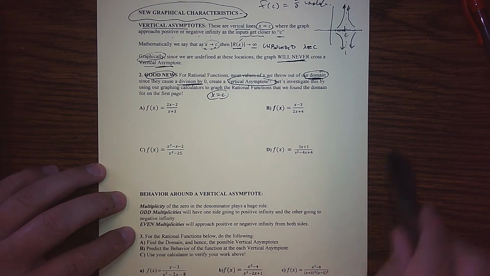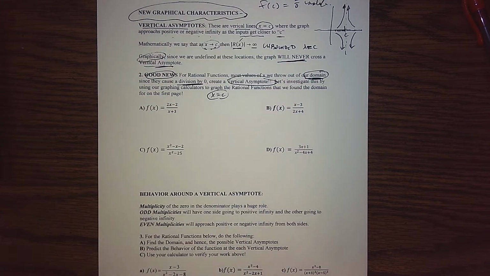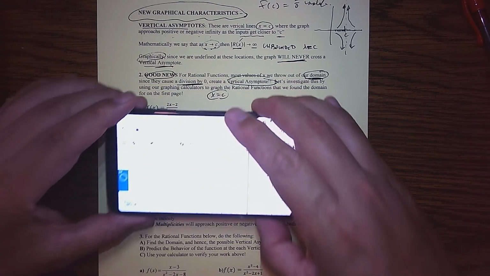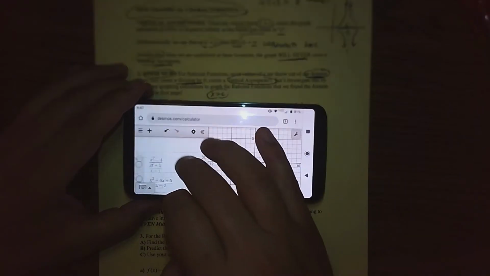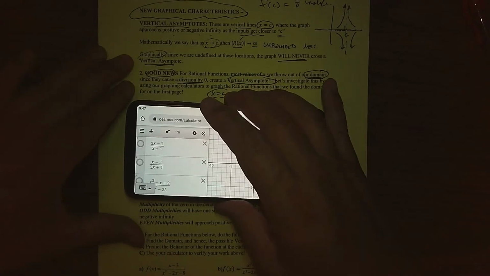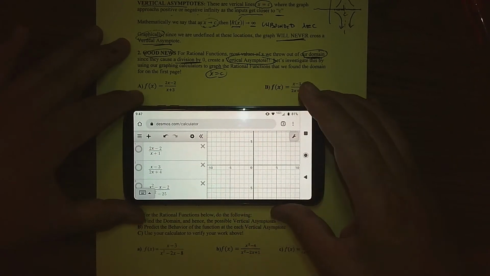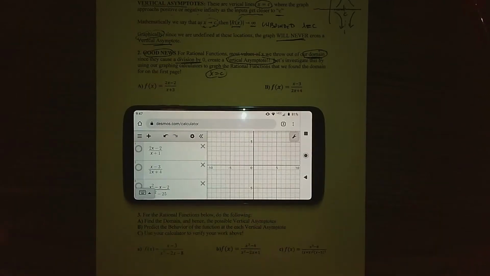So let's turn to our technology to see this in action now that we have the definition. And let me warn you guys, my TI calculator, I think there must be something wrong with it, some short or whatever, so I've gone to Desmos. It's on my graphing calculator.